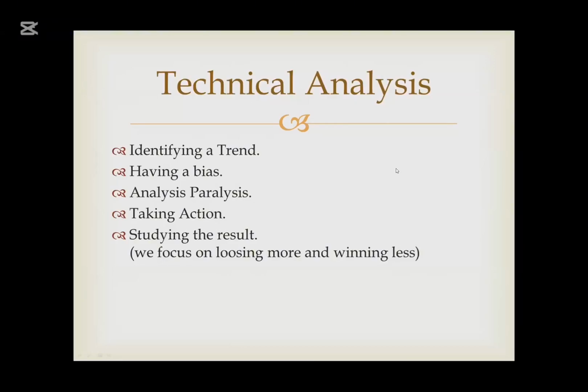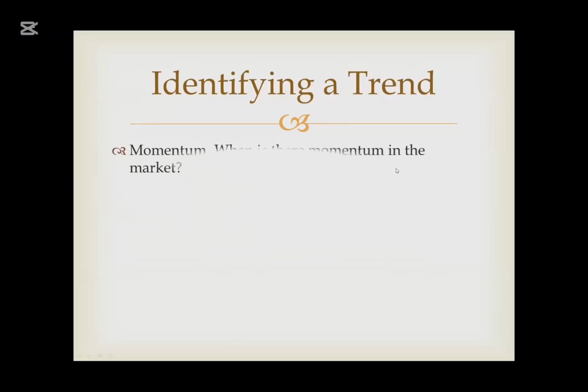Let's go to identifying a trend. Momentum. The market, well, price is only going to trend when there's momentum in the market, when there's volatility in the market. So when do we have volatility in the market?